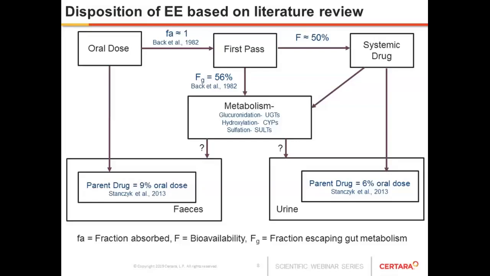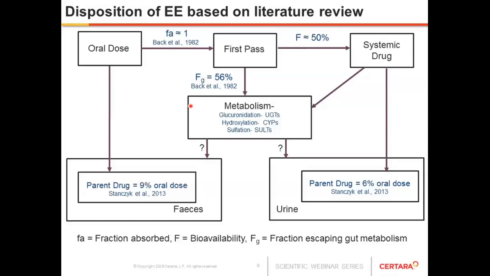Now, what usually aids the development of the model is an extensive literature review. So the first information that we're able to determine was that when ethinylestradiol is given orally, it has a very high absorption. So you have an FA that is almost 1. However, despite a very high absorption, it has a relatively low bioavailability of less than 50%, approximately 50%. And that is because it undergoes extensive metabolism in the gut wall before it even gets into the systemic circulation.